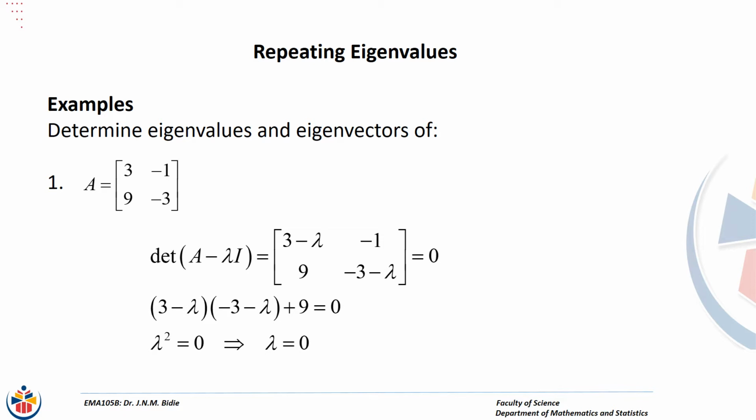So here is an example. We've got matrix A, (3, minus 1; 9, minus 3). As usual, we find the determinant of A minus lambda I, equate it to 0, and find the characteristic equation. I'm hoping that you realize that this equation yields lambda squared equal to 0. So here you've got a repeating eigenvalue: lambda equal to 0 and lambda equal to 0, because it was lambda squared. There are two values, but the two values are equal.